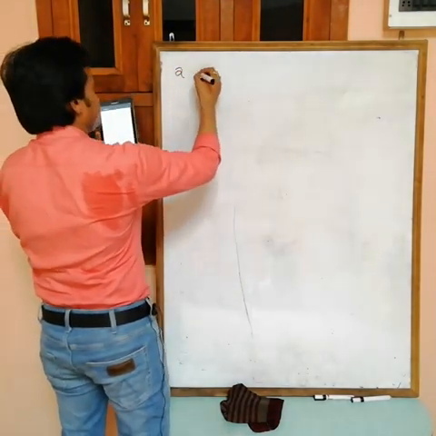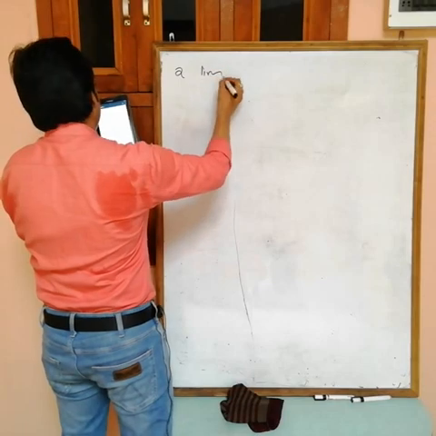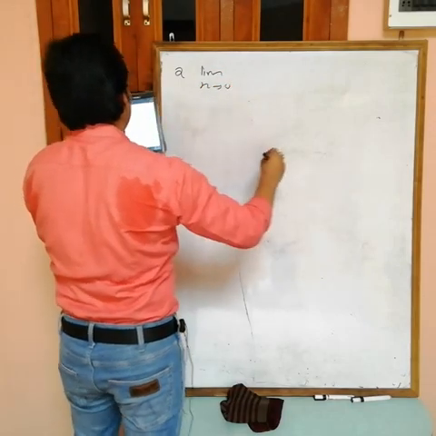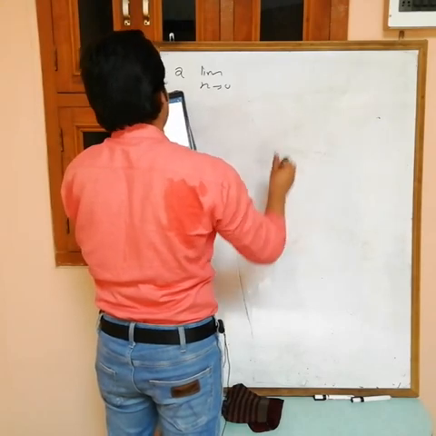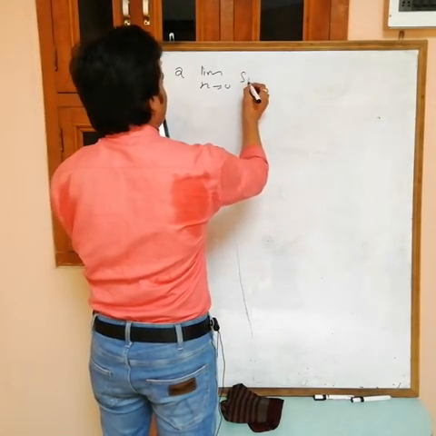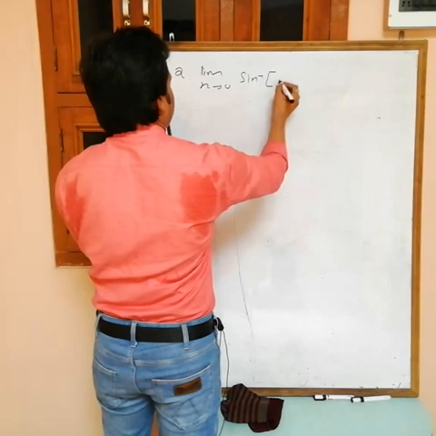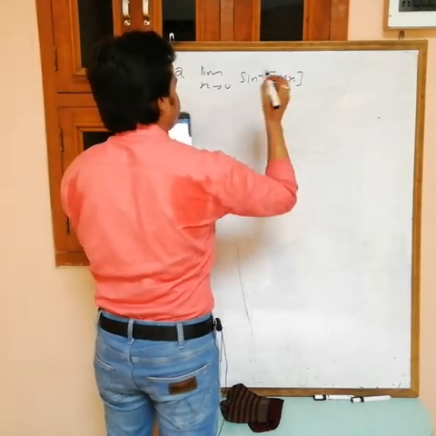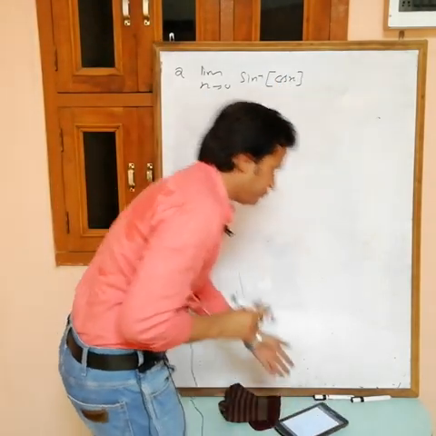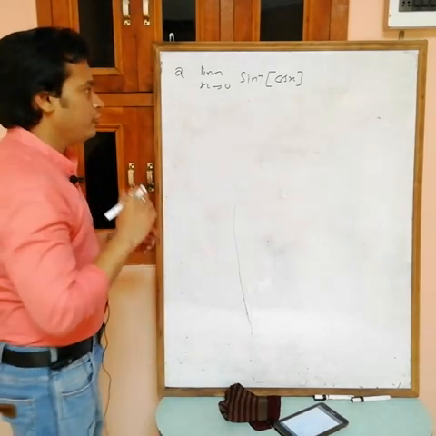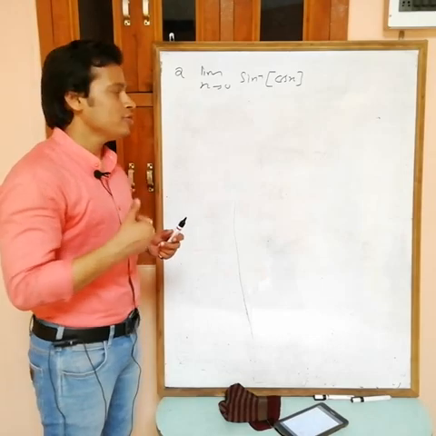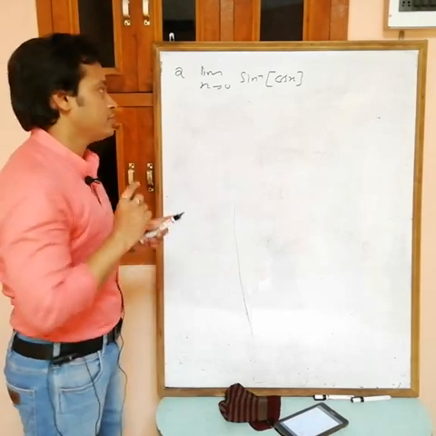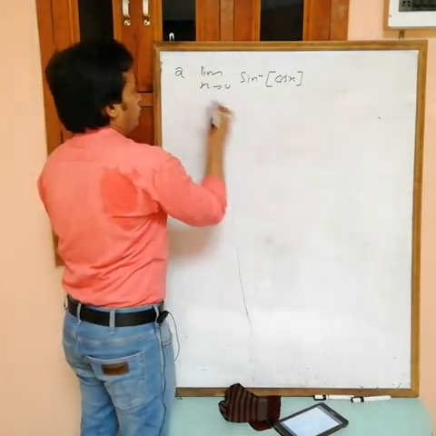Next, limit x tending to 0, sine inverse of greatest integer of cos x. Okay, now again find out. Try this question. Pause and try.